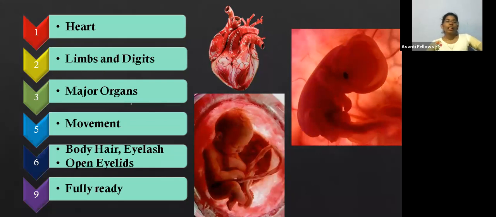Okay, and in the fifth month, we can see the movement of the baby inside the mother's womb. At the 6th month, the body hair, hair on the head and eyelashes start to develop. At the end of the 5th month, the eyelids cannot open.